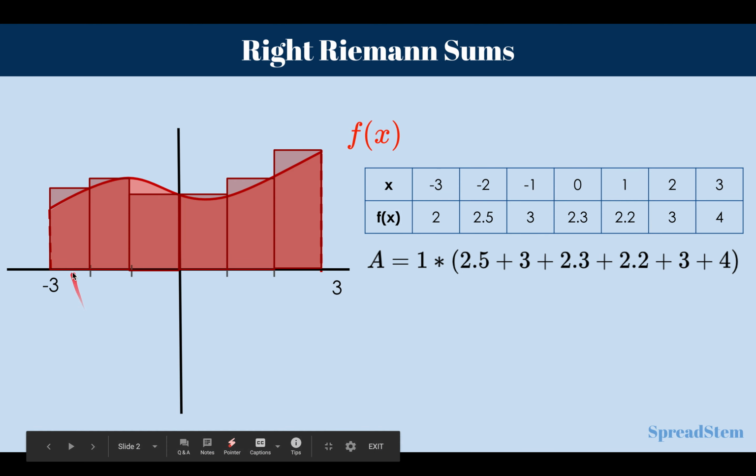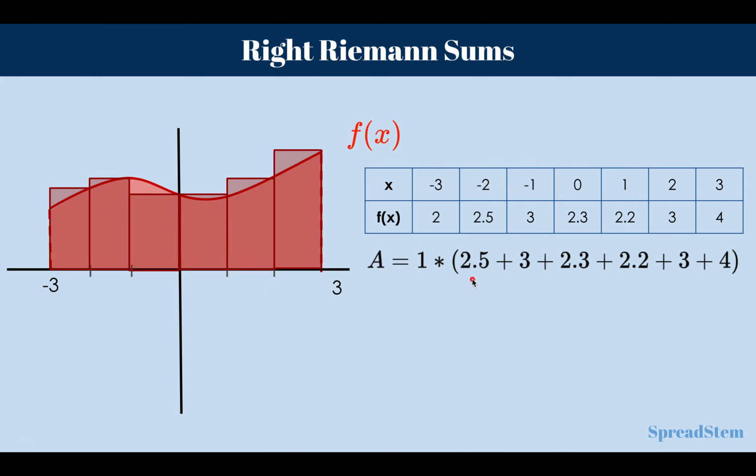Once again, we multiply the lengths of the bases, which is all just 1, by the heights. Now we ignore the first value, f of -3, because the height of the first rectangle is f of -2. And we sum all of these heights from f of -2 to f of 3, and we get A equals 17.